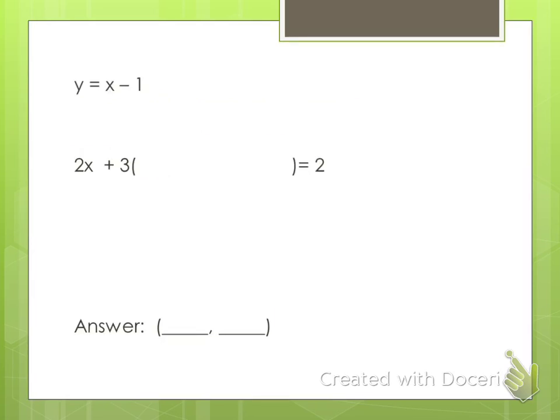Lucky for us, we can still use the substitution method. If y is by itself, we know y equals x minus 1. So here, instead of writing a y after that 3, they wrote a big set of parentheses. And in that set of parentheses, we're going to put the x minus 1. This is what the substitution method is usually going to look like. You're going to be plugging in expressions in for variables instead of just numbers. Okay, we'll practice this many more times, so this is just an introduction to it.